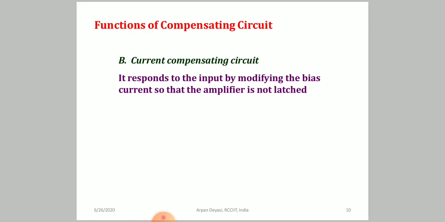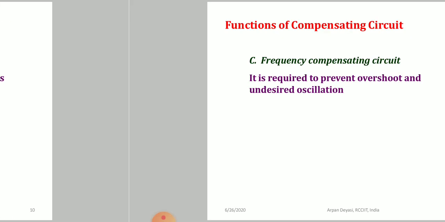Similarly, a current compensating circuit responds to the input by modifying the bias current, so that the amplifier is not latched. I think the concept of latching is known to all; it is a memory sort of element, but the amplifier should be dynamic. It should respond to changes of input voltages, and that is one of the fundamental criteria, ensured by the current compensating circuit.